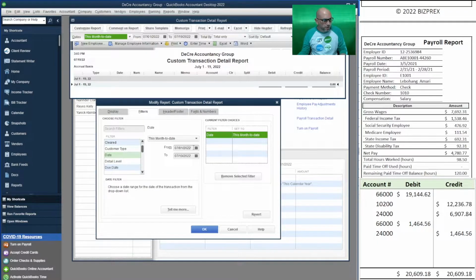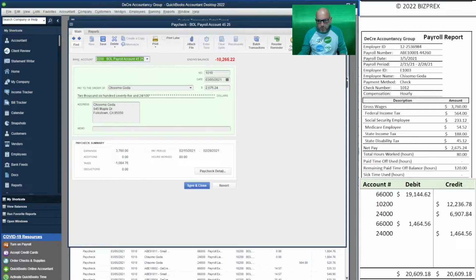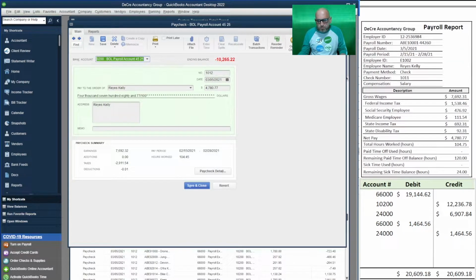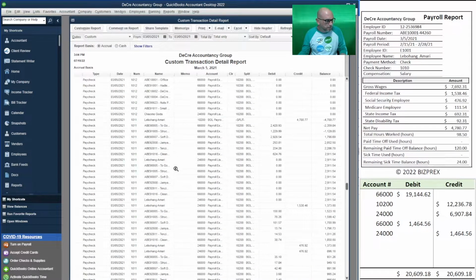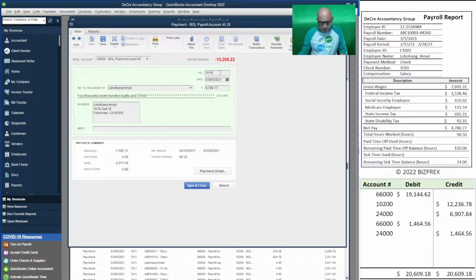So our payroll date is 3/5. Okay, and here it is. So this one is for Chisomo, and Chisomo was 12. All right, then we have this. One last one, we have Lebahan. That's weird. And that's our 10.